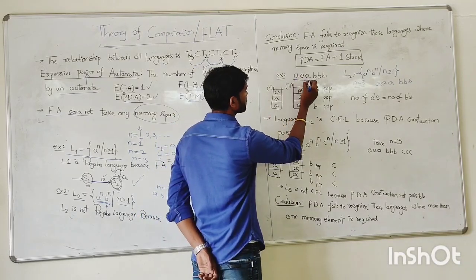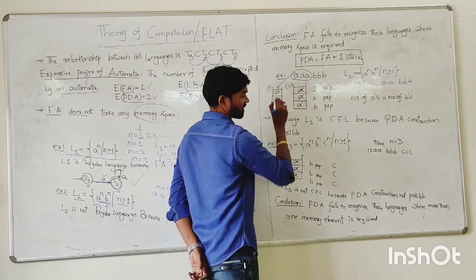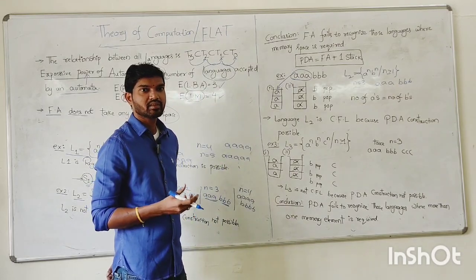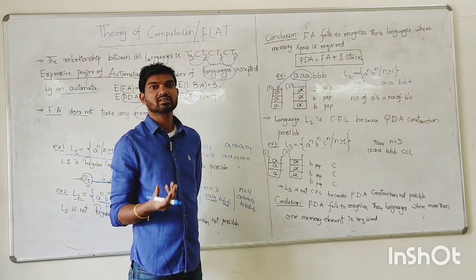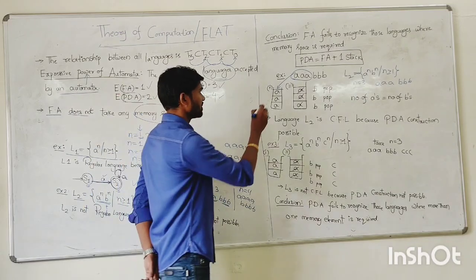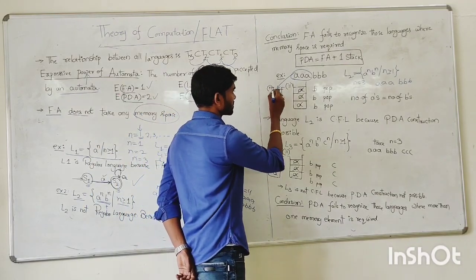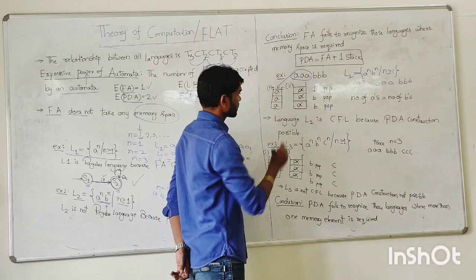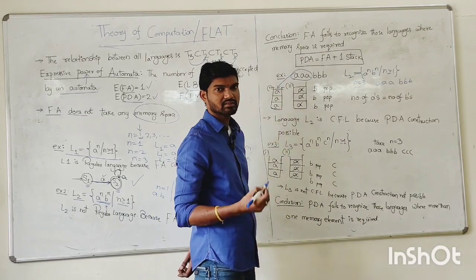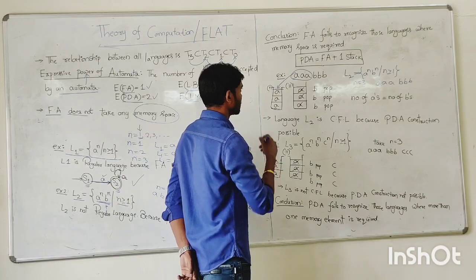First, push these 3 a's into one stack. So we know what a stack is. Simply, a stack is a data structure which follows last in first out order, or first in last out order. Stack is simply like this: one side is closed, one side is open, which follows last in first out order or first in last out order.